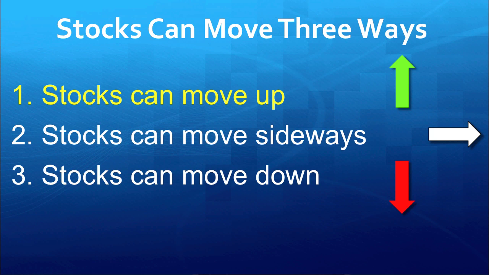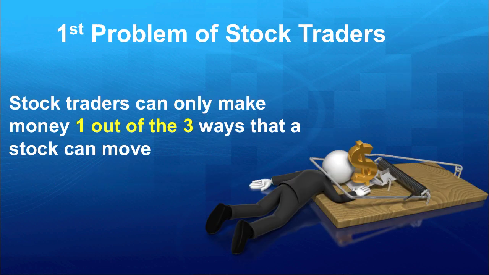All right, so let's talk about the 3 ways that stocks can move. Stocks can move up, stocks can move down, and stocks can move sideways. We're just going to focus on the first one right now, which is stocks can move up. And we already talked about that one a little bit. When you only know how to buy stocks, you think every trade is going to the moon. But here's the first problem of stock traders. Stock traders can only make money 1 out of 3 ways that a stock can move. So we just established that stocks can go sideways and stocks can go down. So your problem is, yes, you can make money when it's going up, but what happens if it's going sideways?